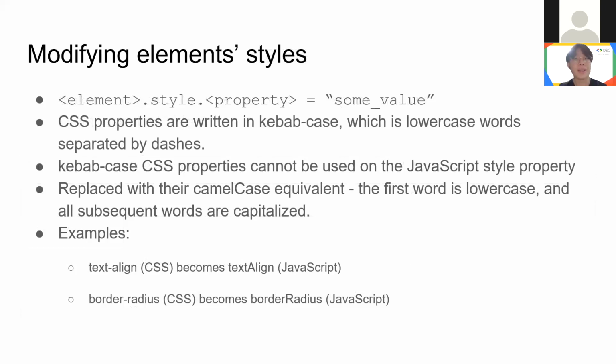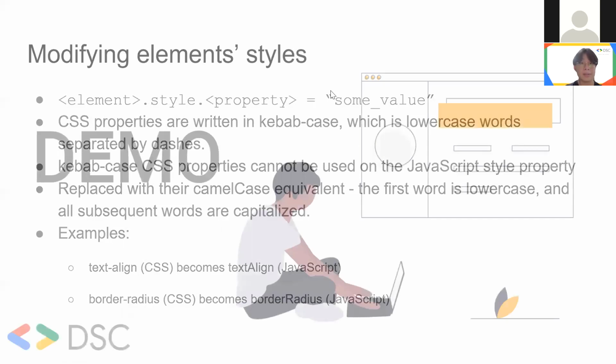You also can modify the element styles itself using element.style.property equals to some new value that you want to add. And these properties are written in camel case. If you realize that most of the CSS is actually written in kebab case, like text-align over here, but in JavaScript it's written in the camel case equivalent. So text-align will become textAlign over here, and then border-radius will become borderRadius over here. Okay, so some demo.